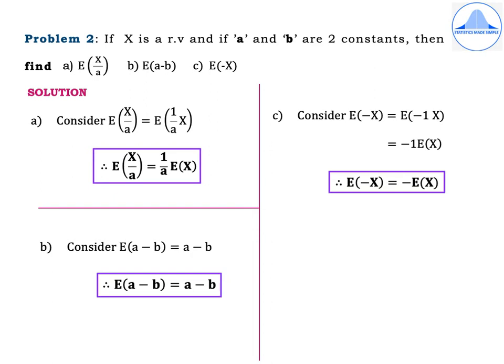Problem 2. If X is a random variate and if a and b are two constants, then find: first, E of X divided by a; second, E of a minus b; and third, E of minus X. Solutions: start with the first one. Consider E of X divided by a.